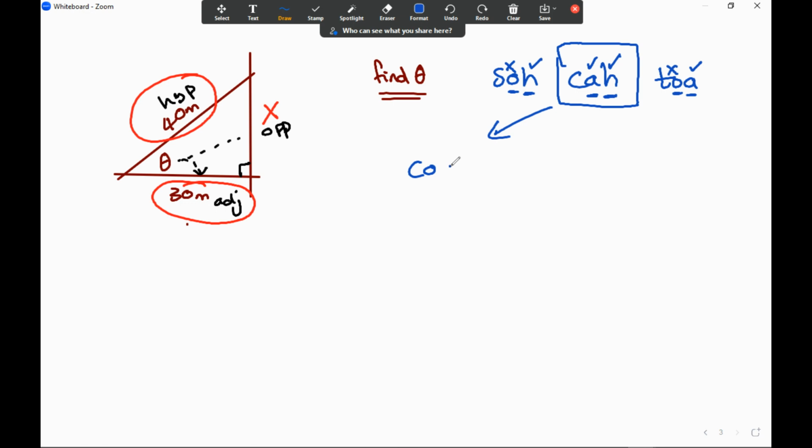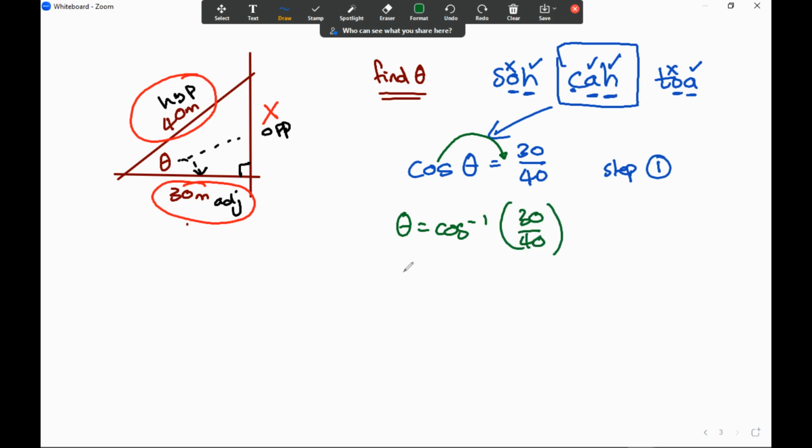What does that mean? It means that I can write cos theta, that's what C stands for, equals adjacent over hypotenuse, which is equal to 30 over 40. So you write the ratio, right? So step one, you write it out like this. Because you're finding the angle, you're going to move cos across. So theta is going to become shift cos 30 divided by 40, equals 41.4 degrees.